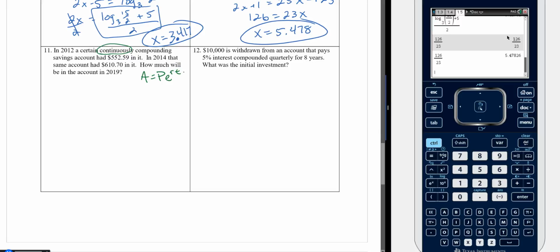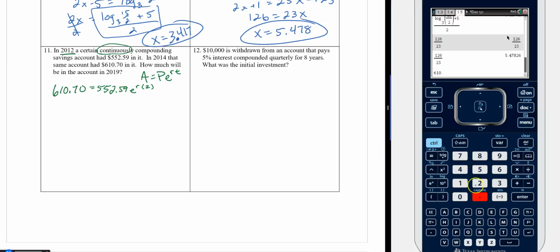We need to know what the rate is. So if we treat 2012 like it's the initial year, and we treat 2014 like it's the final year, we can figure out the rate. So we know how much we have at the end, 610.70. That's equal to the amount that we had to start with, which was 552.59, times e to the r times 2, because it was 2 years from 12 to 14. So we're going to solve for r. So we're going to divide both sides by 552.59.